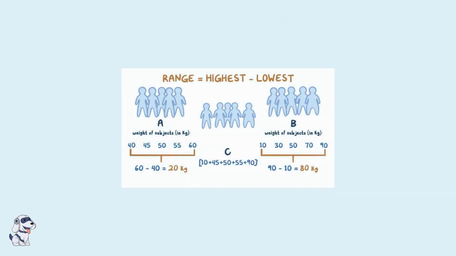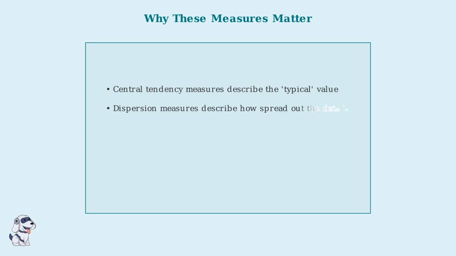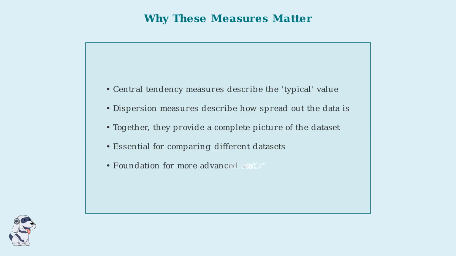Here's a practical example of how range works with different data sets. Group A has weights from 40 to 60 kilograms, giving a range of 20. Group B has a much wider spread from 10 to 90 kilograms, resulting in a range of 80. These statistical measures work together to give us a complete understanding of our data. Central tendency tells us about the center, while dispersion tells us about the spread. This combination is essential for proper data analysis and comparison.